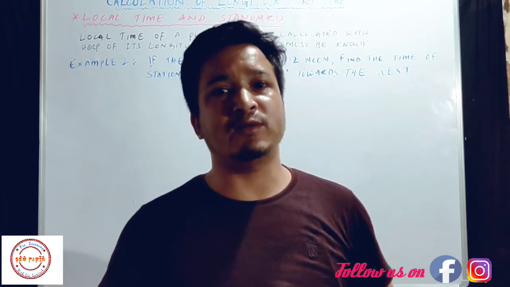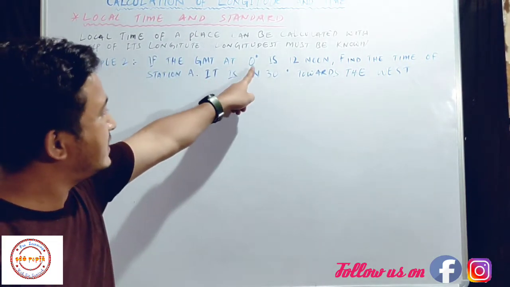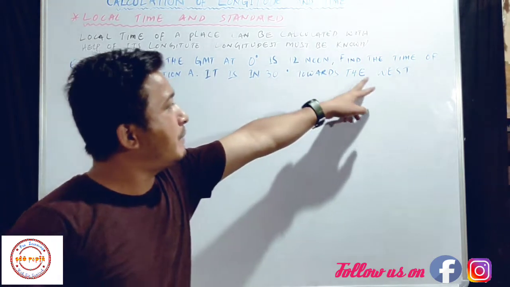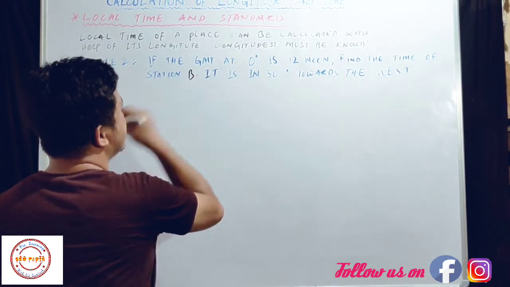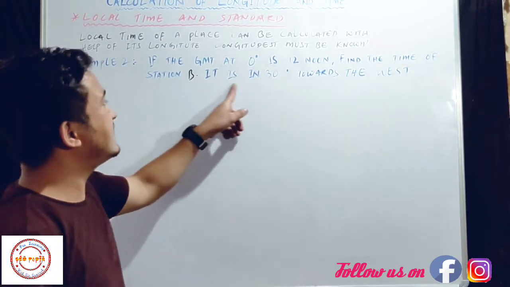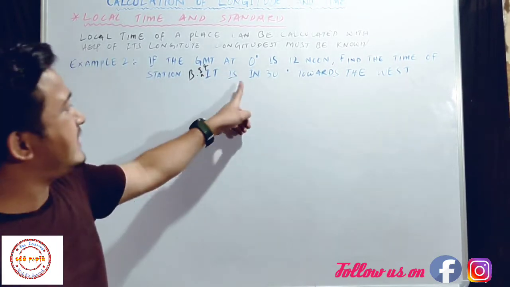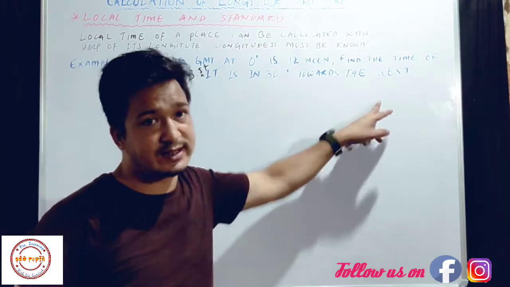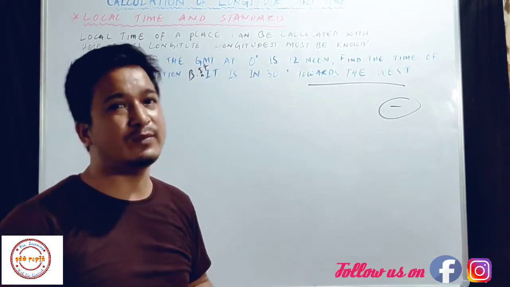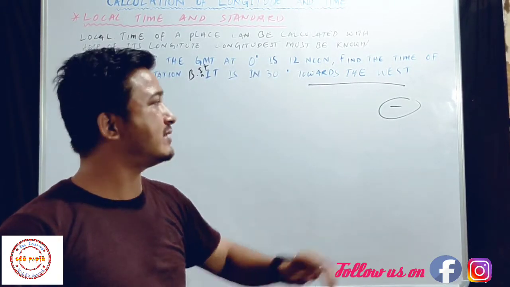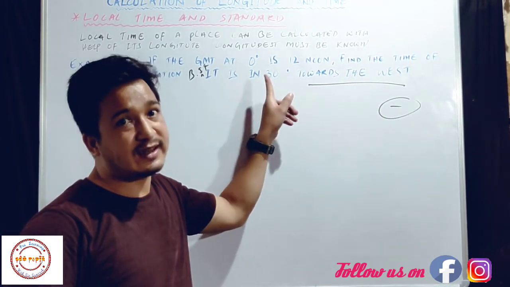Now students, let us see one more example, example number 2. If GMT at 0 degree, that is in the prime meridian, is 12 noon, find the time of station B. The earlier one was station A, this is station B. It is at 30 degree towards the west. Towards the west means minus, so we have to deduct or reduce the time.